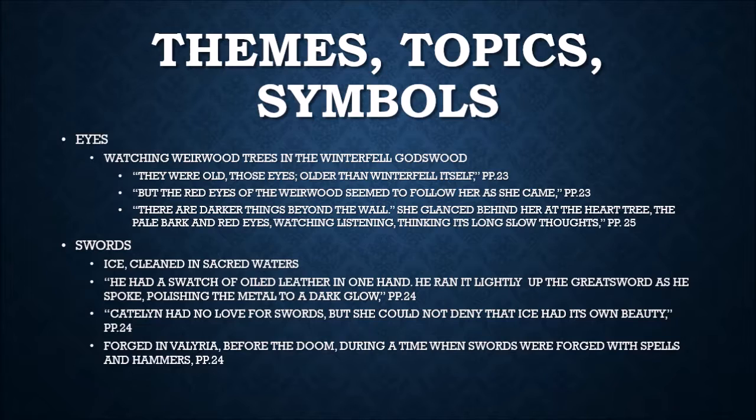We learn more about the history. Again, history in this section has been very important. The sword was forged in Valyria before the Doom, during a time when swords were forged with spells and hammers. We get more information about the broken antler. We see Catelyn think about the antler and the dead dire wolf, and that Robert Baratheon is coming.